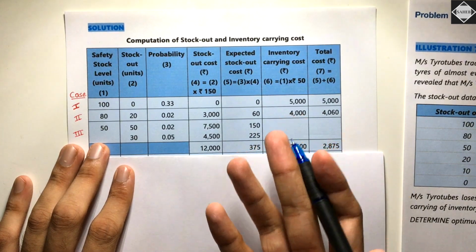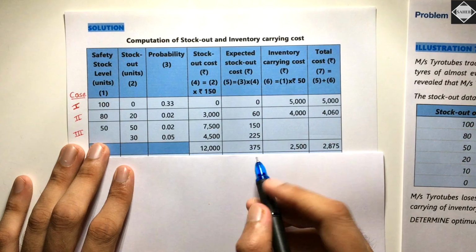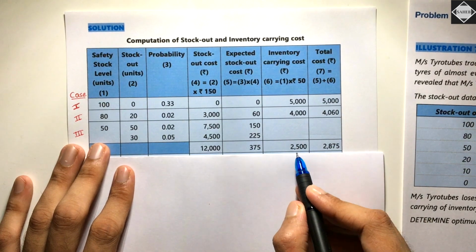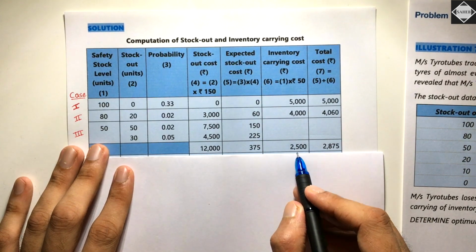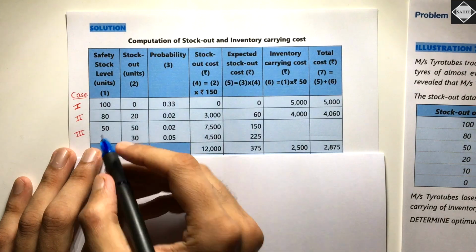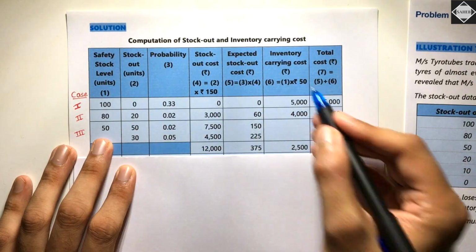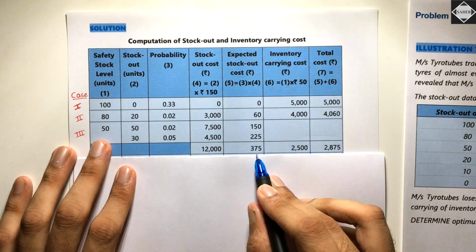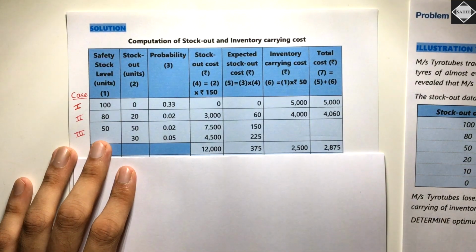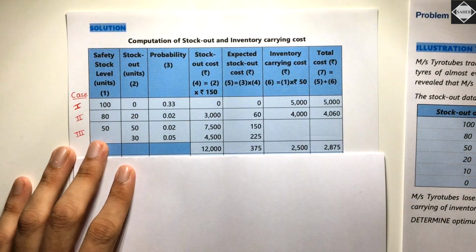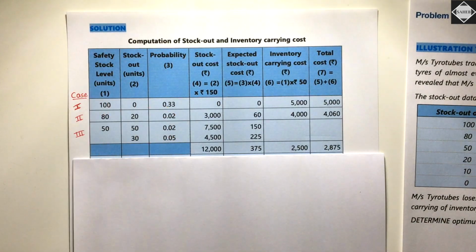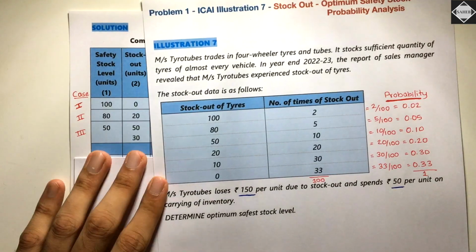Because this is probability analysis, we are taking expected values only. So 375. And then here it's 2,500. If we are maintaining 50 safety, so 50 into 50, that's 2,500. 375 plus 2,500, that's 2,875. Clear? Easy. So we are done with case 3. There are 3 cases. Now case 4, we have to go down.